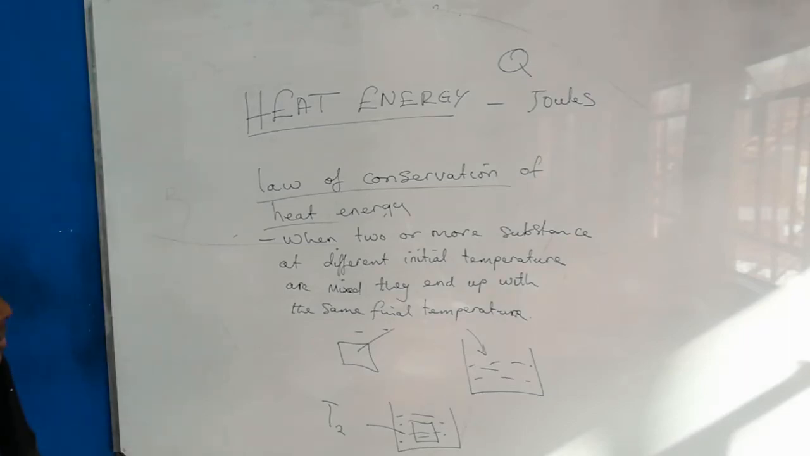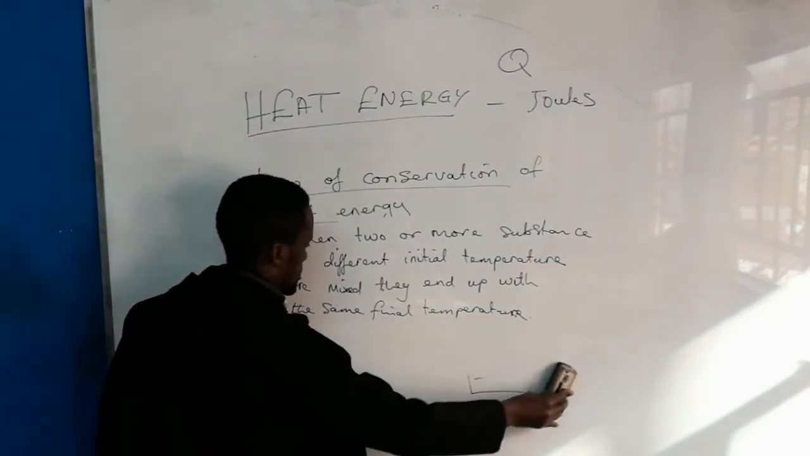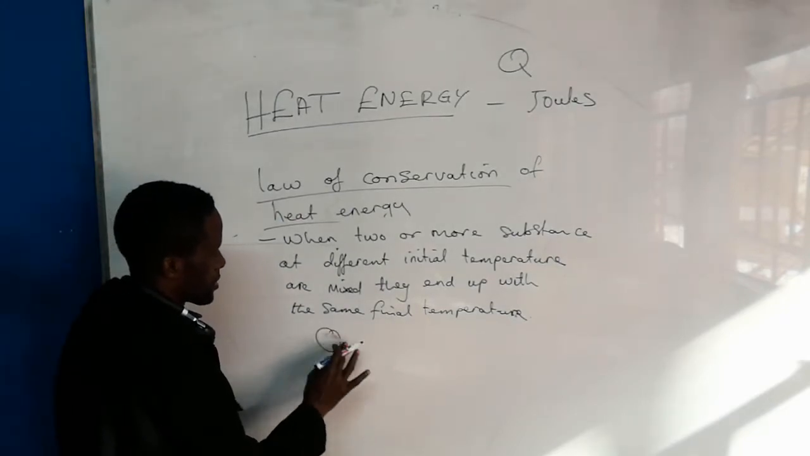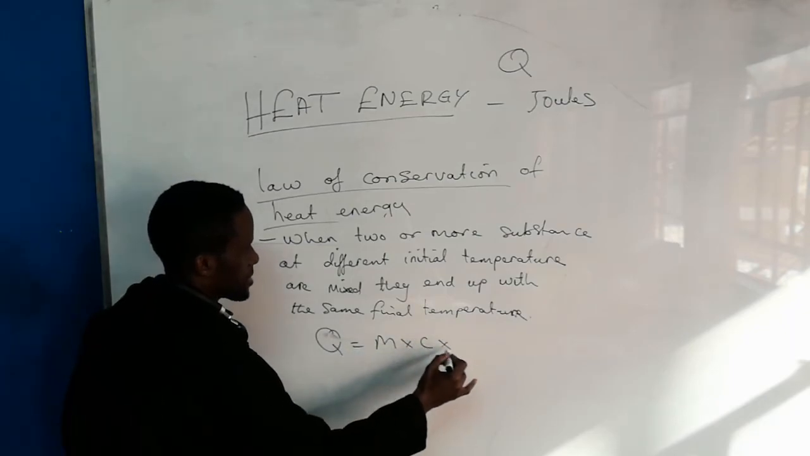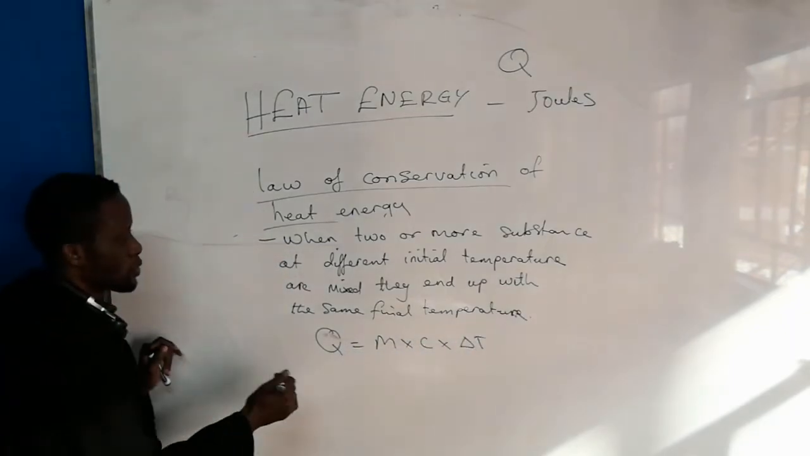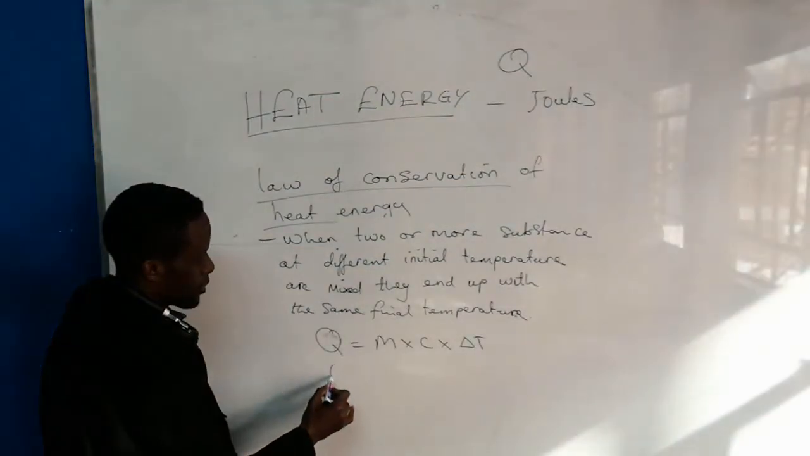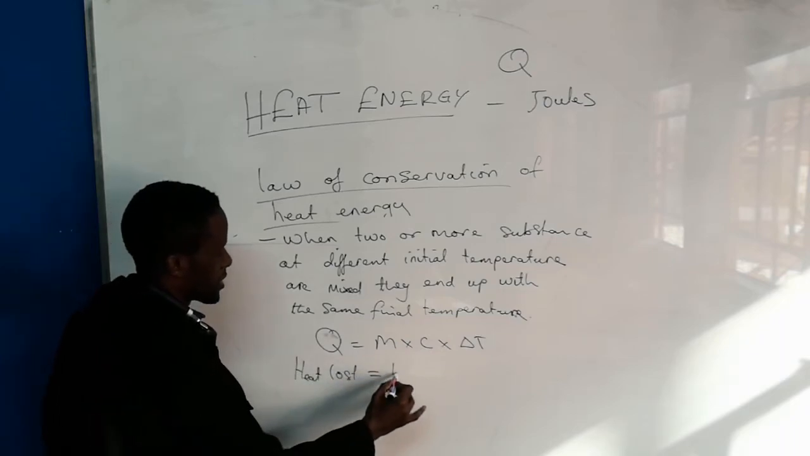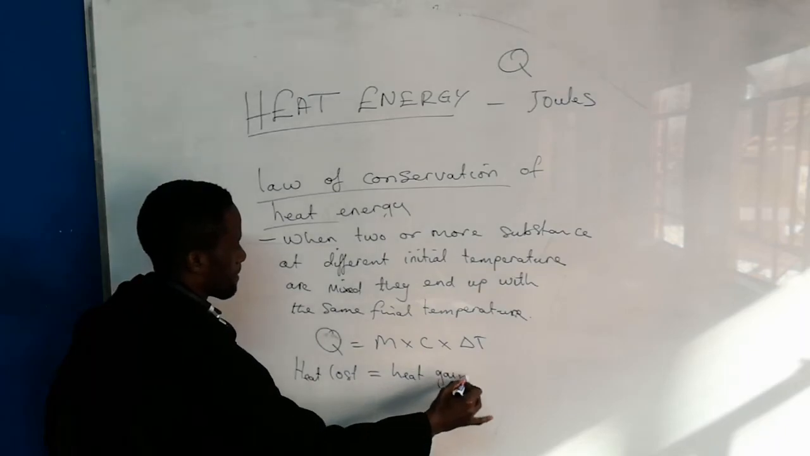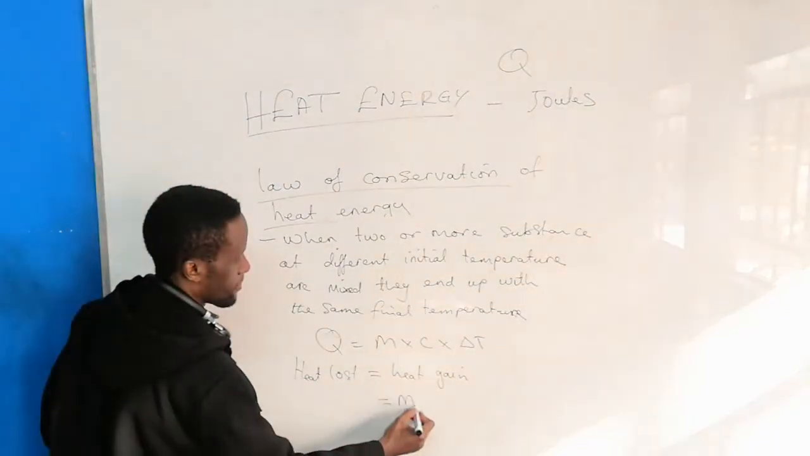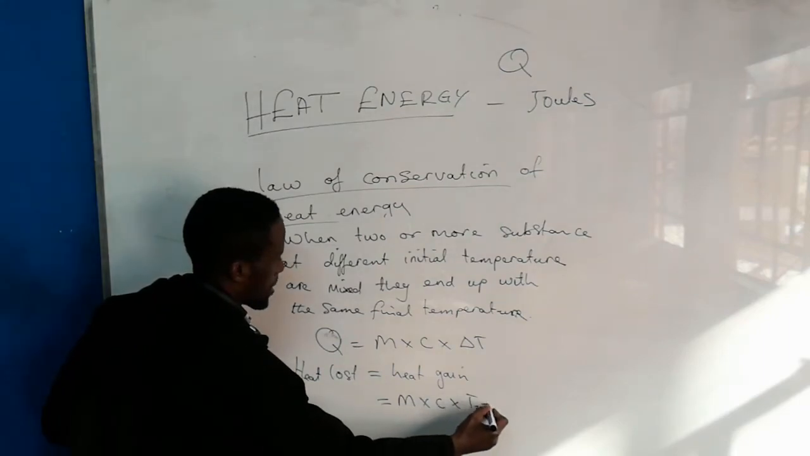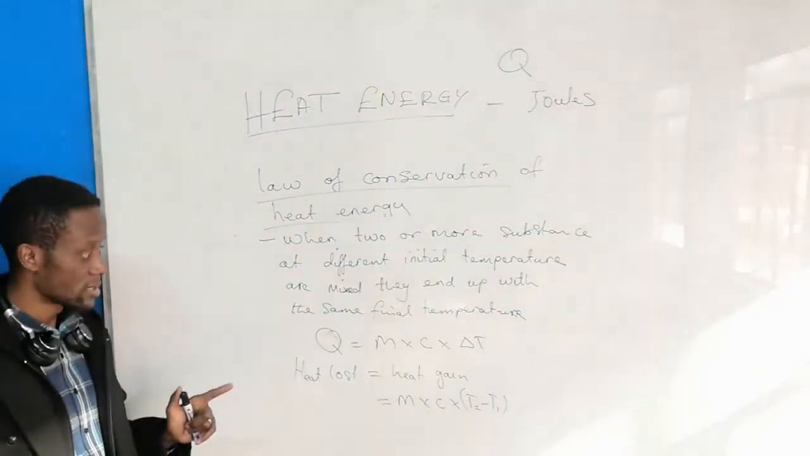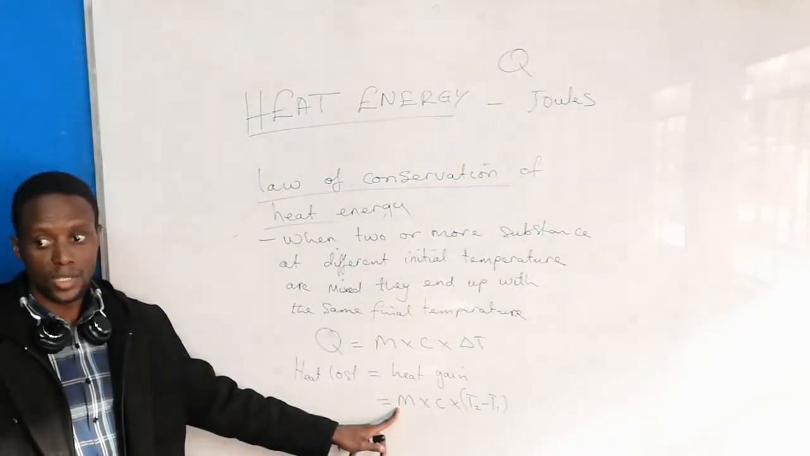What you'll be doing is still the same calculations for heat gain or heat lost, which is mass times specific heat capacity times change in temperature. Now you have two substances. The object that is losing heat, the heat lost should be equal to the heat gained. On the gain side, you have mass and specific heat capacity times T2 minus T1. So your job in your calculations is to identify which one is the gaining substance and which one is the losing substance.